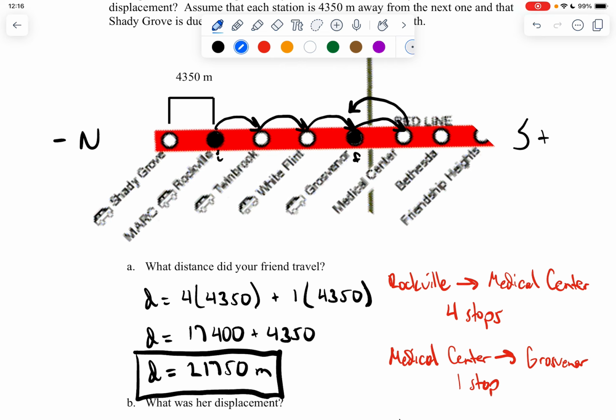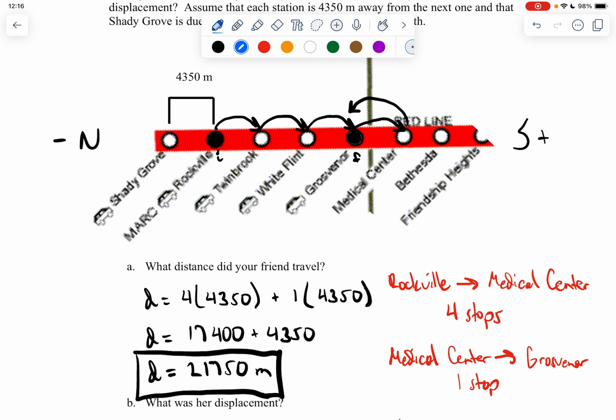Our second leg of our journey is the 1 stop. We go from Medical Center back to Grosvenor. So that 1 stop adds an additional 4,350. And we add that together to get our total 21,750 meters as the distance we've traveled.